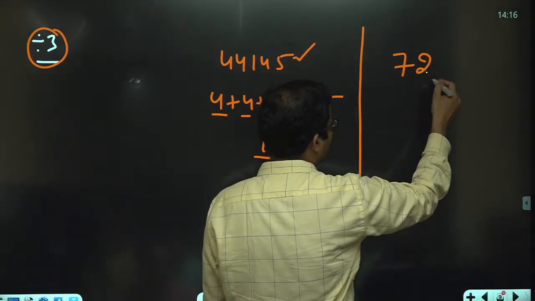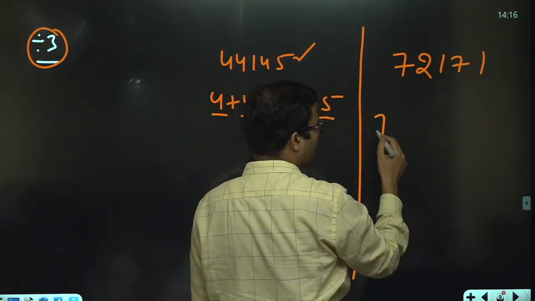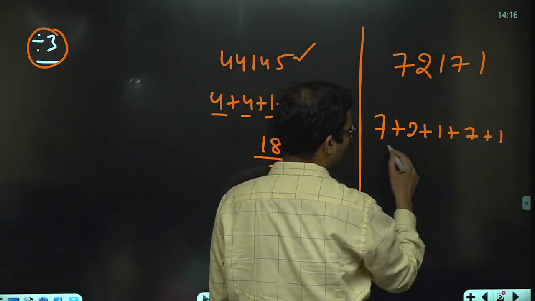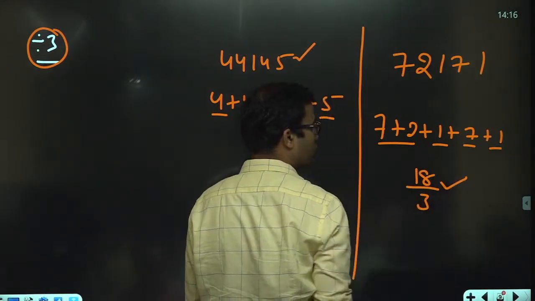Like for example, 72,171. So what we will do: 7 plus 2 plus 1 plus 7 plus 1. 9, 10, 17, 18. Yes, it is also divisible by 3.